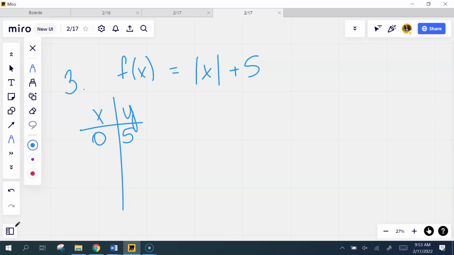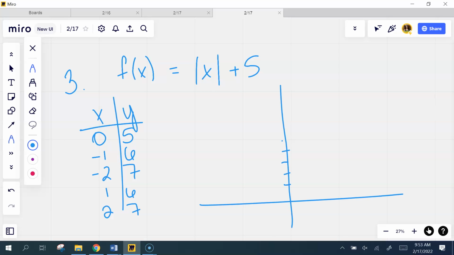Now I need 2 up and 2 down. If I plug in -1, the absolute value of -1 is 1 plus 5 is 6. Plug in -2, the absolute value of -2 is 2, plus 5 is 7. Same thing with 1 and 2, and you should get 6 and 7. So knowing that 0, 5 is my vertex, let's plot all these points. 1, 6, 2, 7. Same on the other side. -1, 6, -2, 7, and then connect.